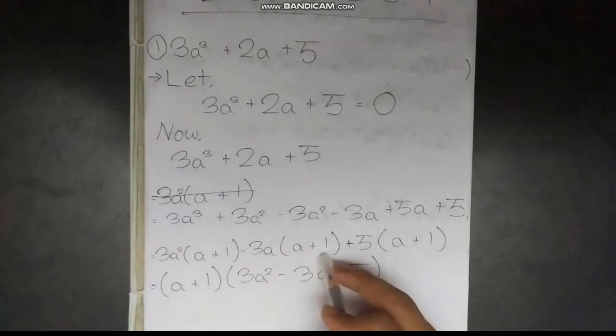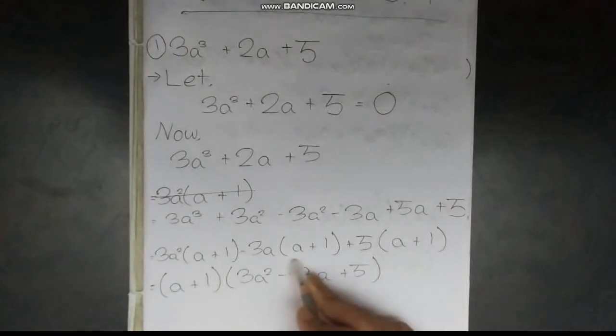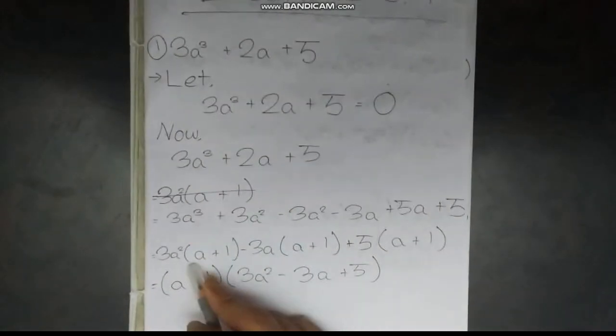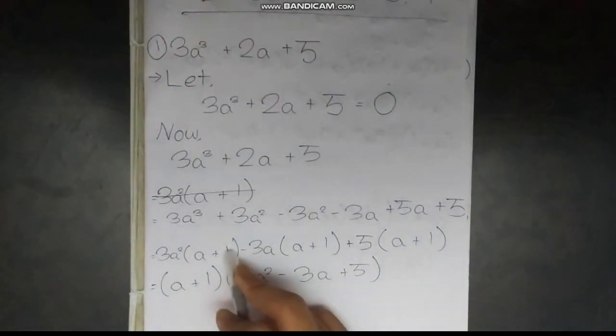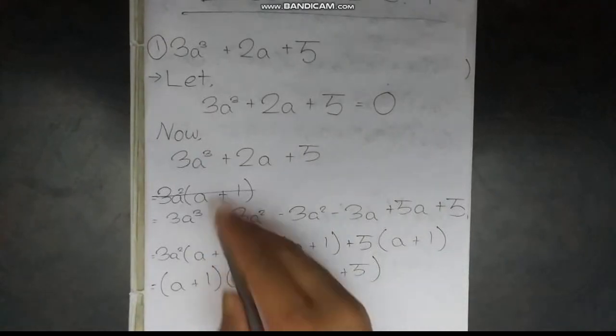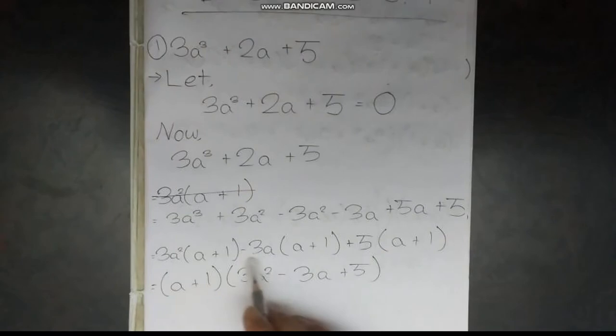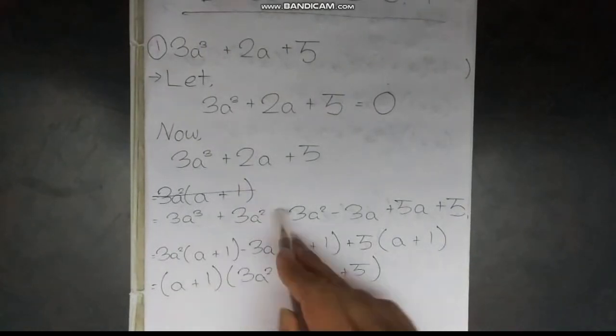Again we write a plus 1. Why do we write a plus 1? Because if we put the value a is equal to -1, that is, if a plus 1 is equal to 0, then a is equal to -1. So -1, -3, -2 plus 5 is equal to 0. Now -3a squared, these will cancel out.